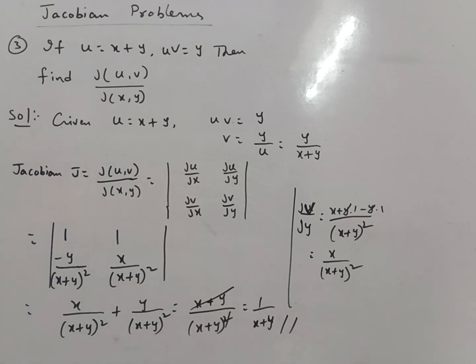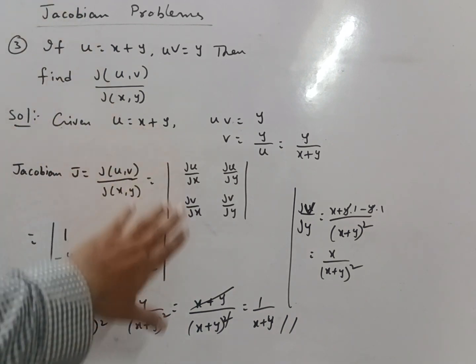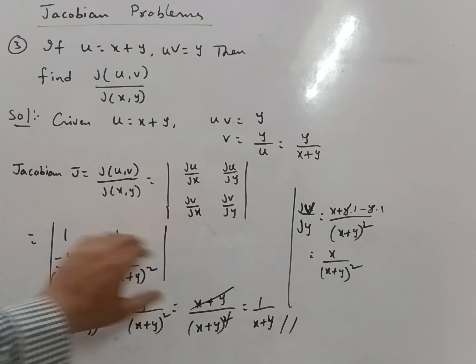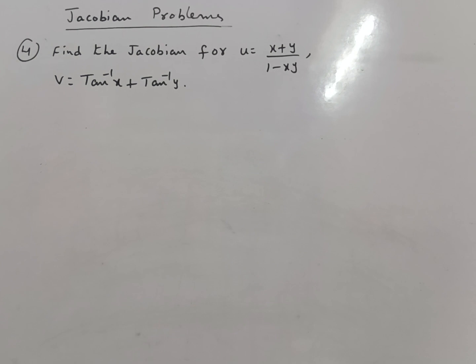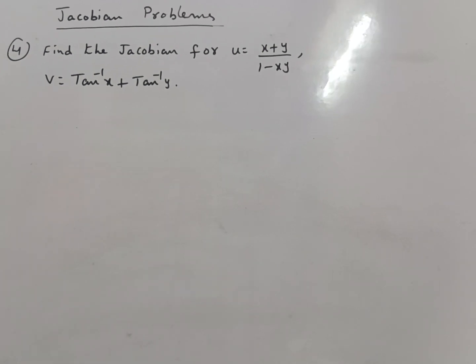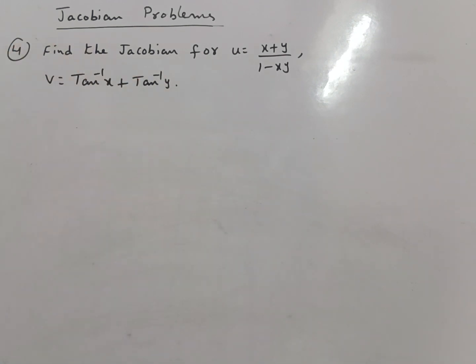Understand here? It's a very simple problem. Only thing is you have to partially differentiate and substitute in this formula and calculate the value of the Jacobian. So Jacobian J is equal to what I got here, 1 by x plus y. Okay. Next, one more important problem. Find the Jacobian for u is equal to x plus y by 1 minus xy and v is equal to tan inverse x plus tan inverse y.